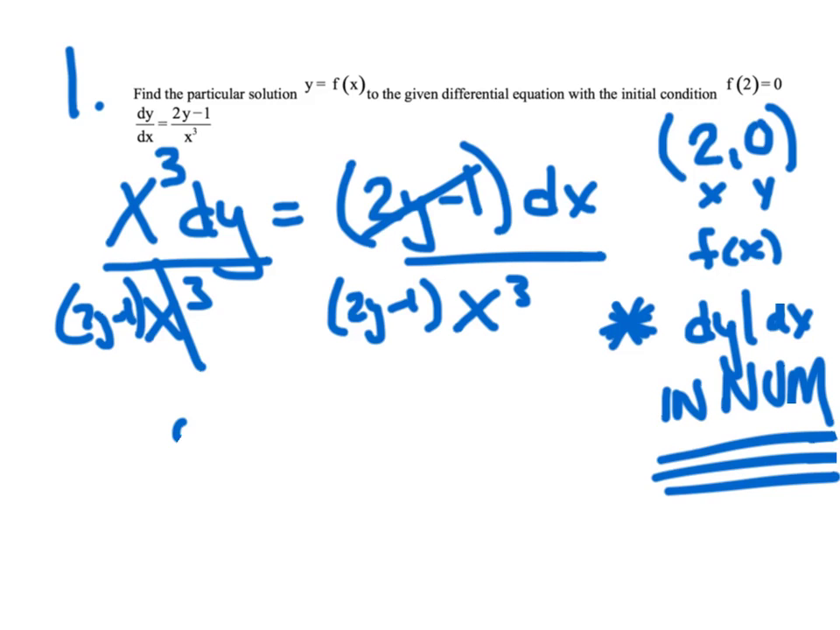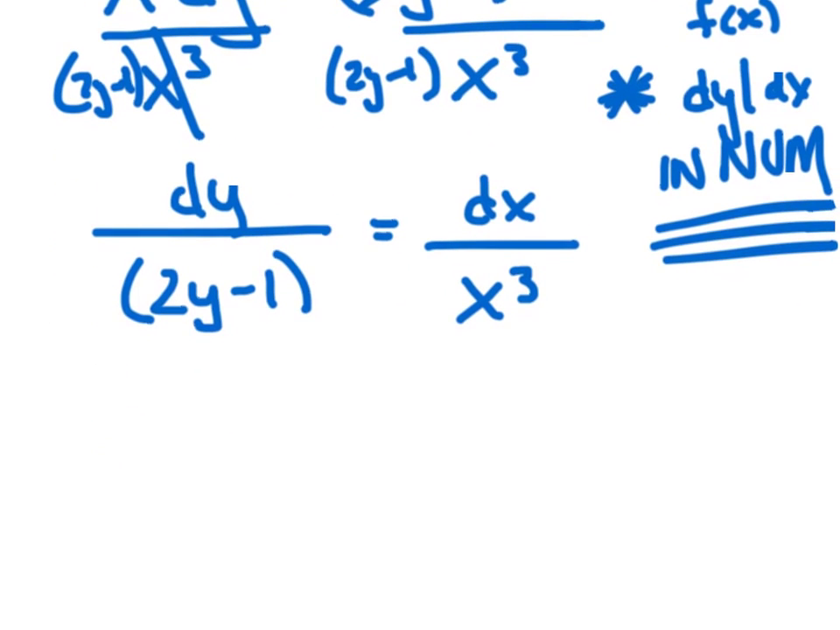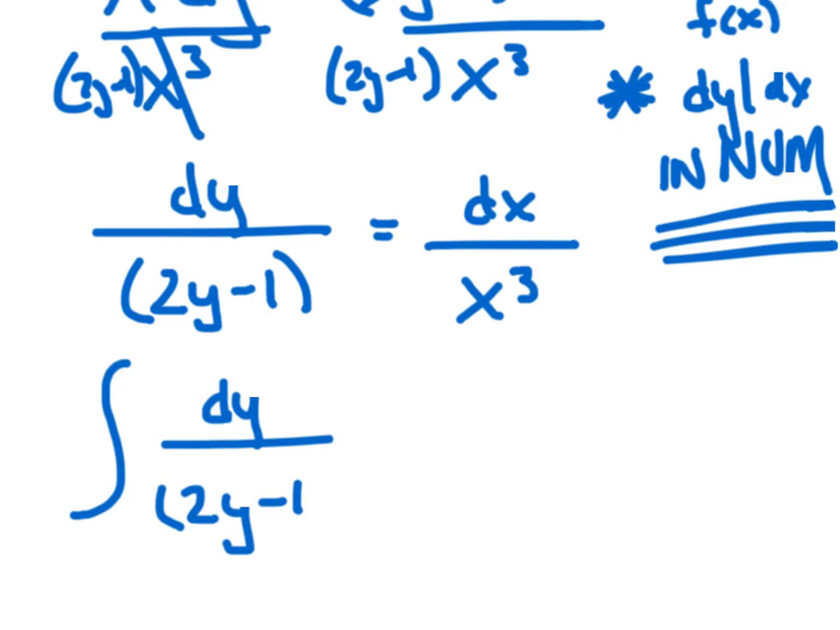So what does that leave me with? I've got dy over the quantity 2y minus 1 equals dx over the quantity x cubed. Okay, so at this point in time, I would say we are officially separated. I only have y's on one side, only x's on the other side, and the dy and dx are on top in the numerator. So now I can integrate both sides. Okay, so just slap your integral around both sides.